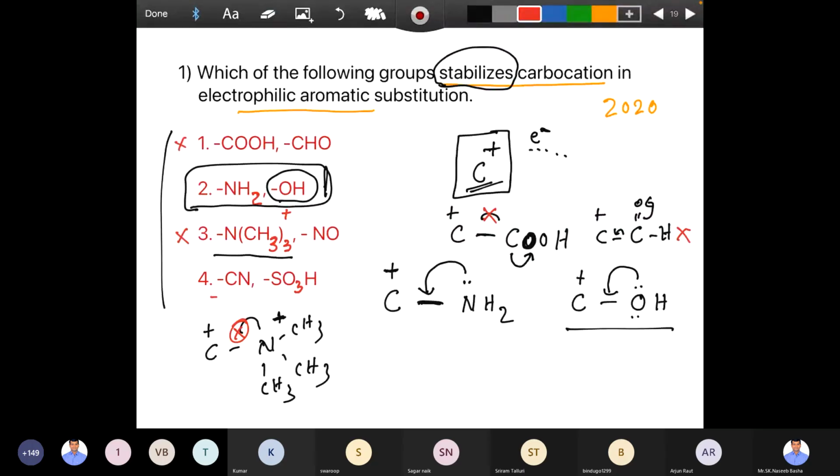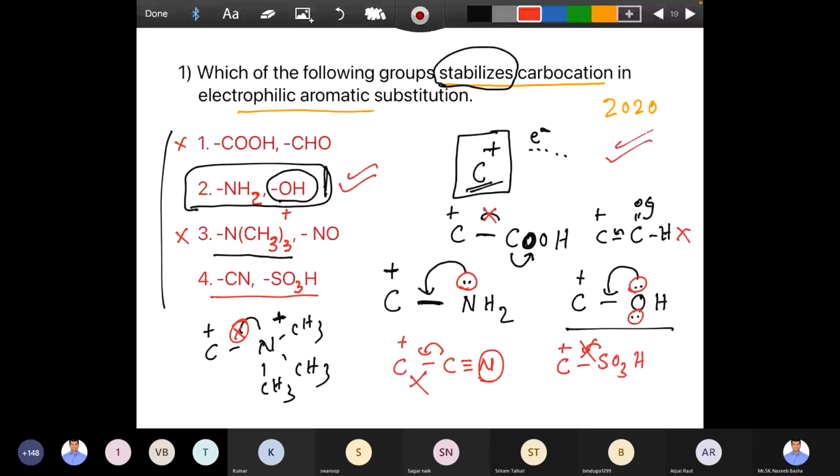The last one, a carbocation is coupled with CN and it is coupled with SO3H. So what is happening here? See, nitrogen is more electronegative than carbon. So it cannot donate electrons. So this is not true. Oxygen is more electronegative than sulfur. So sulfur cannot give electrons. So this is also not true. So what is true? Only this one. And how is that? Because of this lone pair of electrons, the donation is possible. And that one will stabilize the carbocation. So this is how you need to think and write the exams. Hope this one is clear.